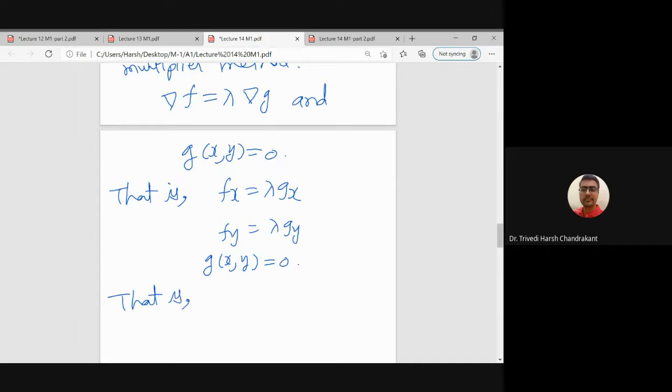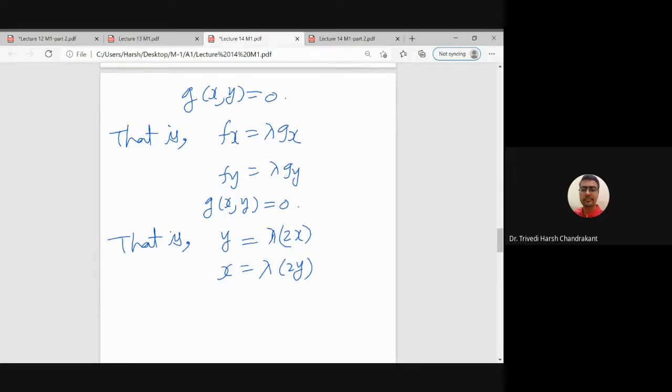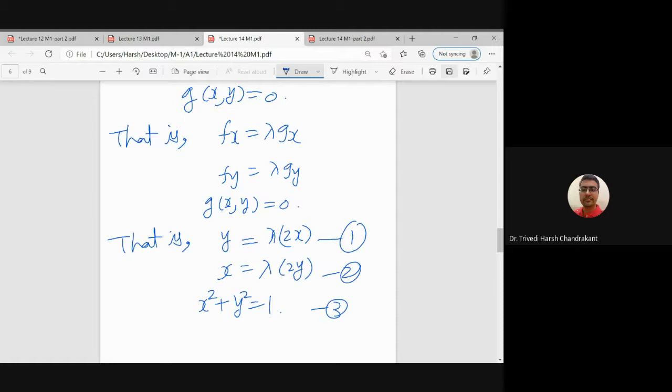Again, if you substitute the value of the function here, then f_x is y, and lambda times g_x is 2 times x, because g is x square plus y square equals 1. Similarly, we get the second equation by partially differentiating f and g with respect to y. And the last equation is the unit circle equation, that is x square plus y square equals 1. So we need to solve these three equations, and we have to find all the possible values of x and y.